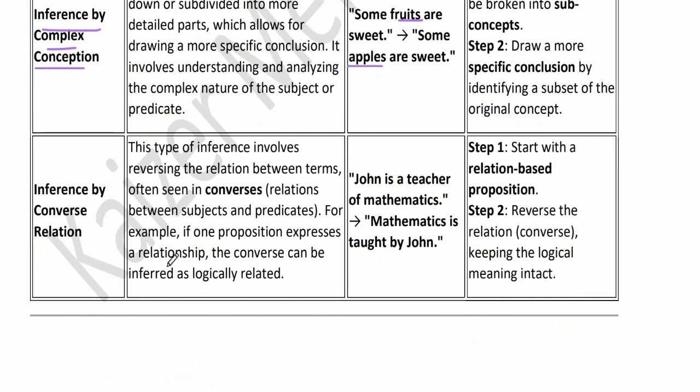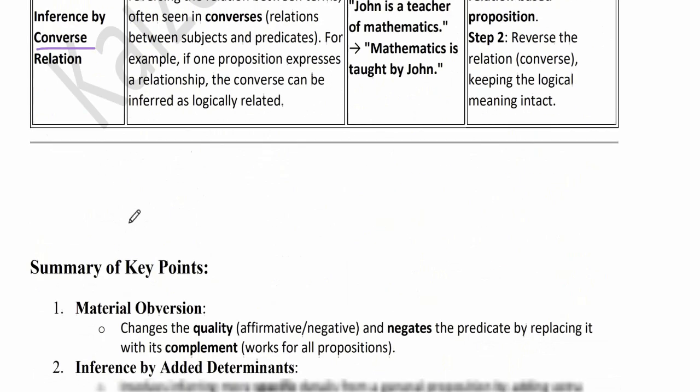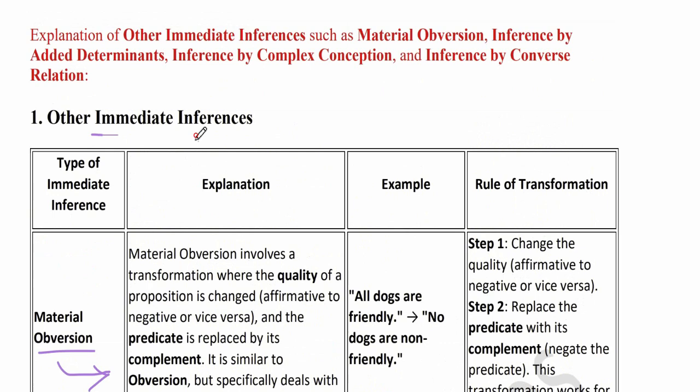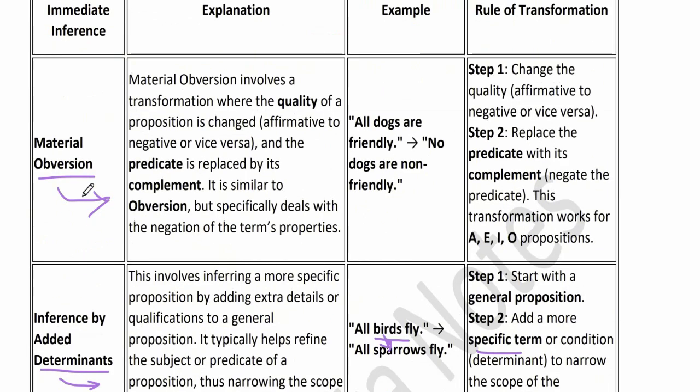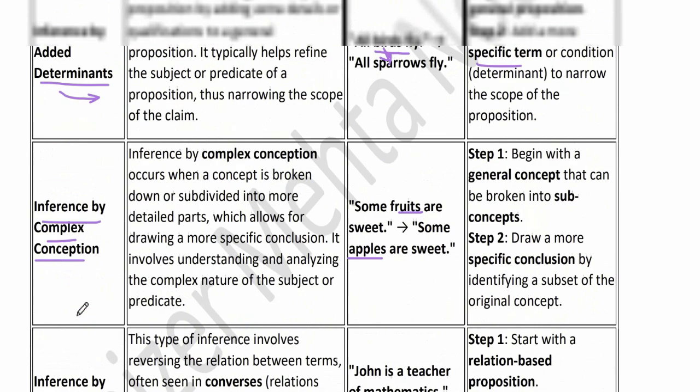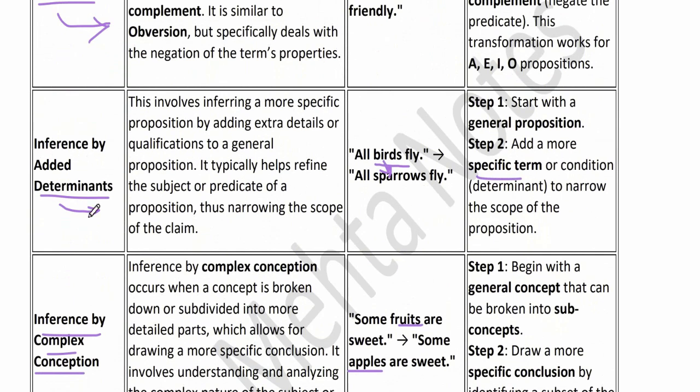Okay, let's move on to the next one. Inference by converse relation. Converse, so we have to do converse only. If they ask us what the immediate inferences are, we have material aversion, inference by converse relation, and inference by added determinants.